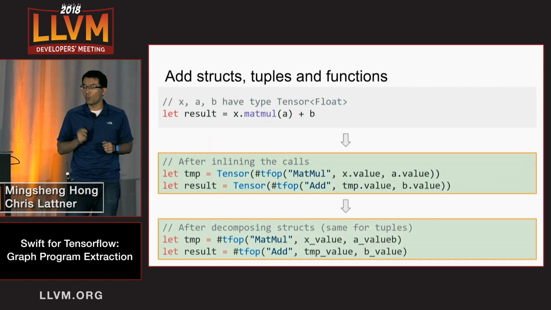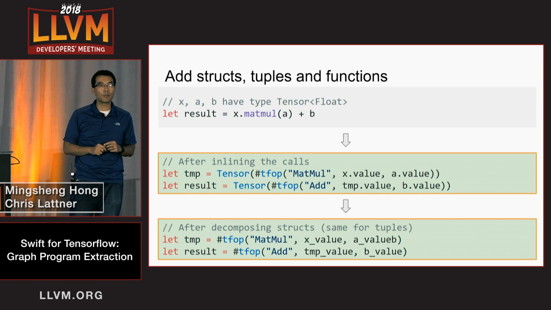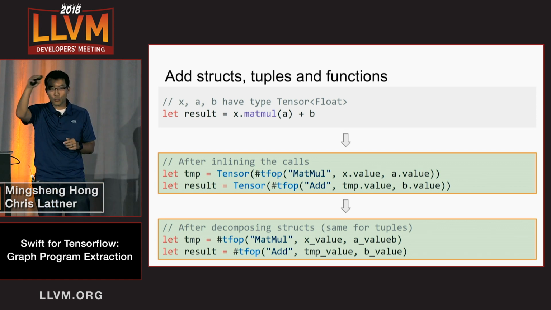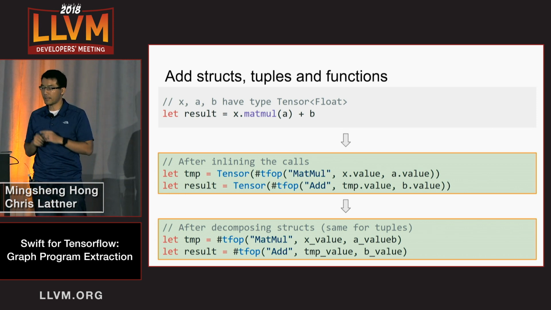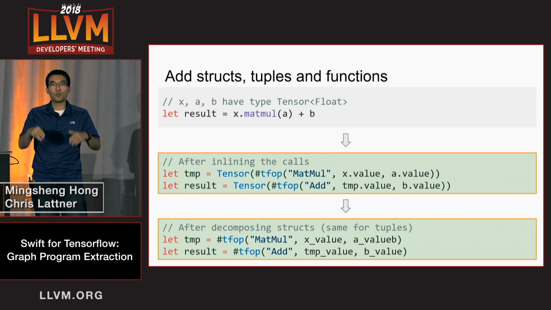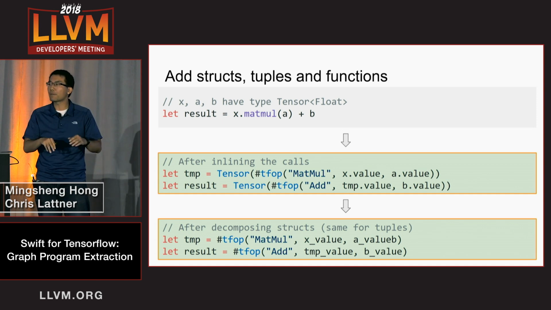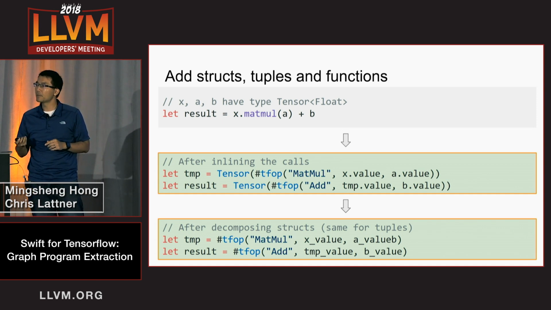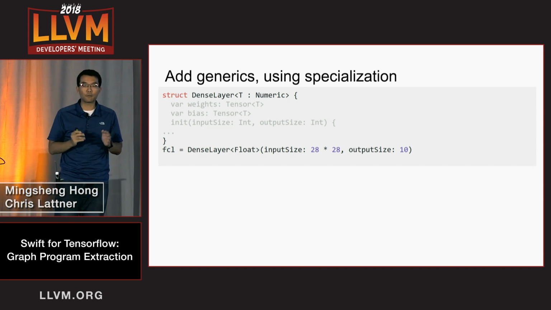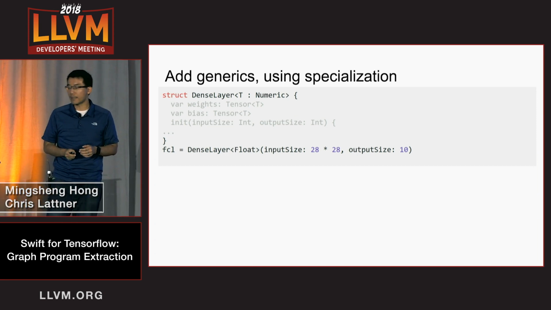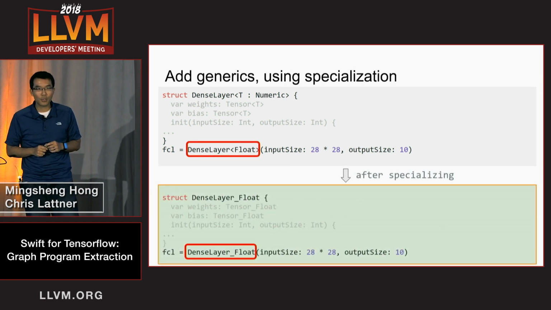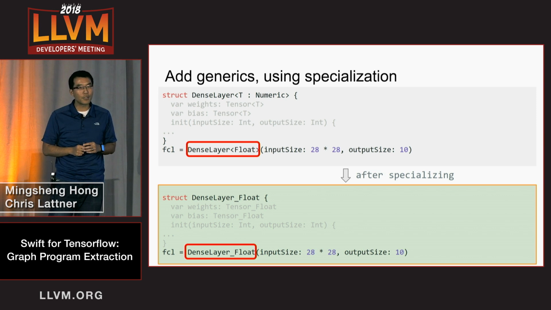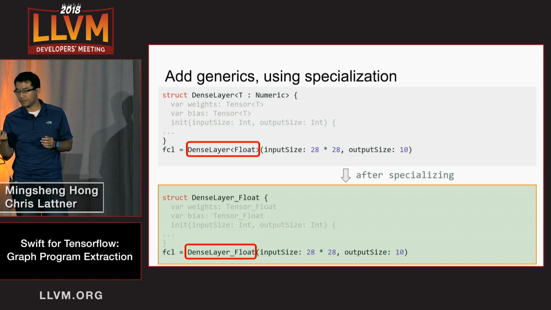Now, our end user will be able to write something that's like at the top. And our compiler will desugar it all the way to the bottom by inlining the calls and scalarizing the structs. And that prepares the code to go through graph program extraction. So this is supporting abstractions without runtime overhead. And similarly, we can support generics by specializing them at compile time. We can also support higher-order functions by inlining them as long as the closures do not escape.